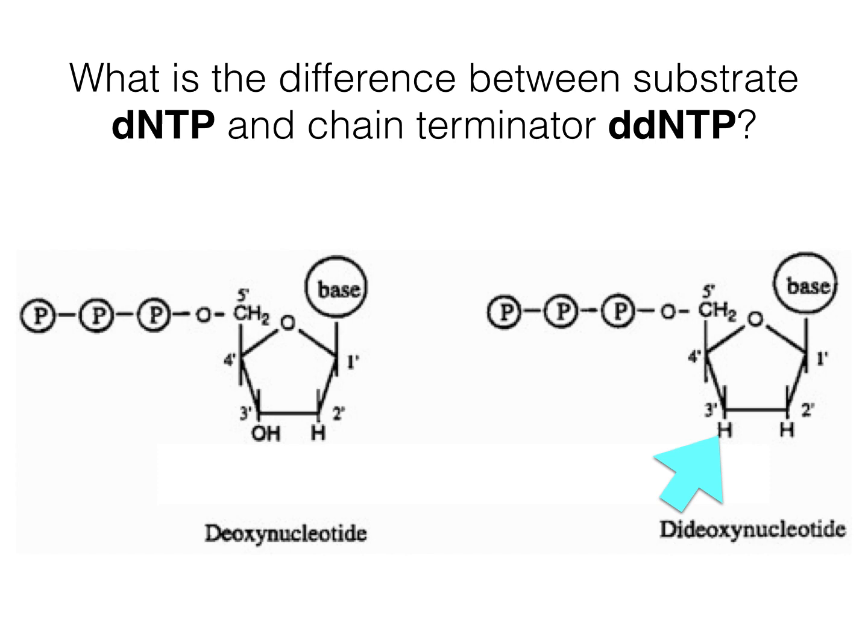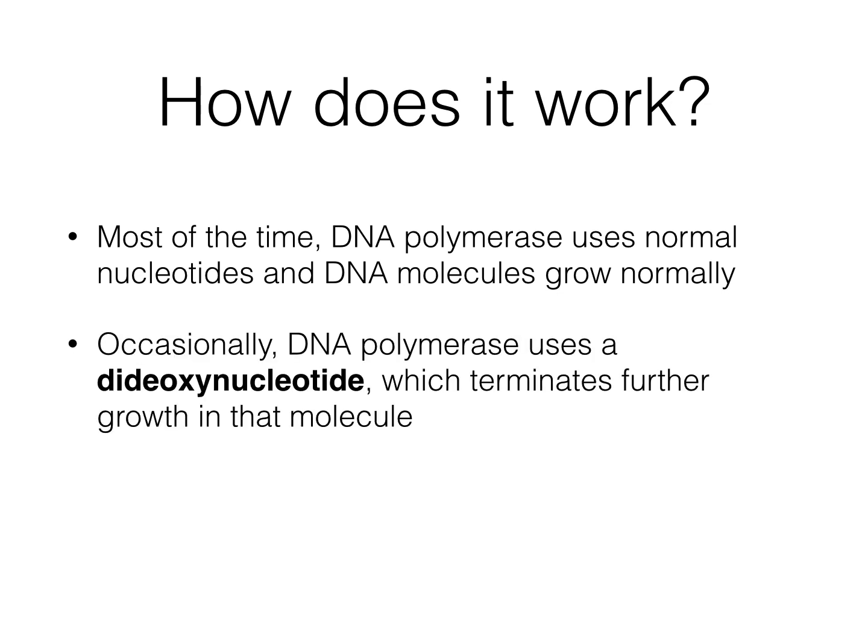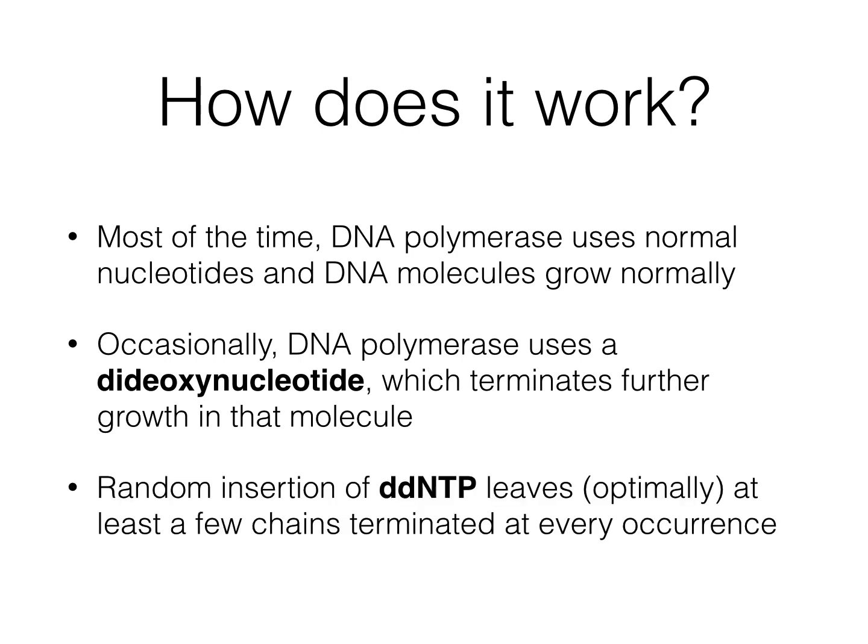So how does sequencing work? So most of the time, a DNA polymerase uses normal nucleotide during polymerization, and the DNA molecule polymerizes or grows normally. Now, occasionally, the DNA polymerase incorporates a chain terminator, the dideoxynucleotide, which terminates further growth in that molecule. So the random insertion of the dideoxynucleotide leaves at least a few chains terminated at every occurrence.